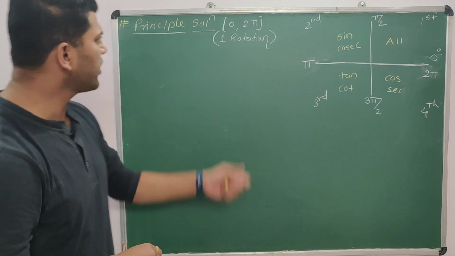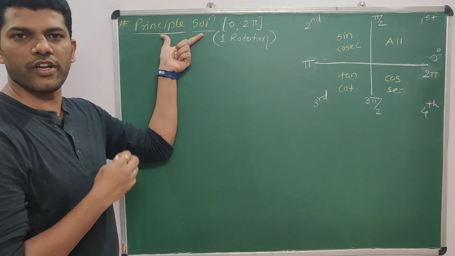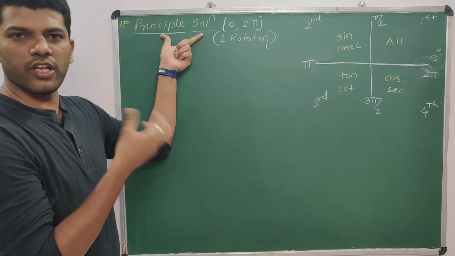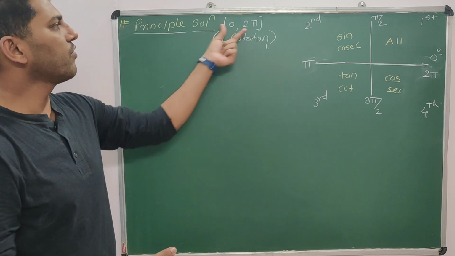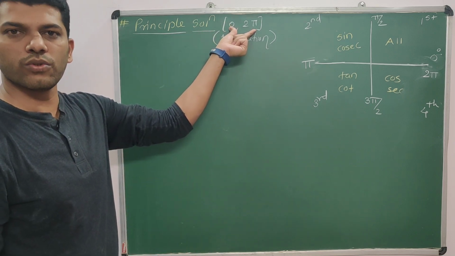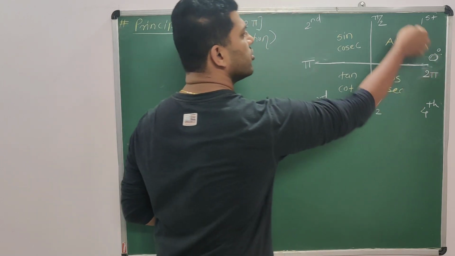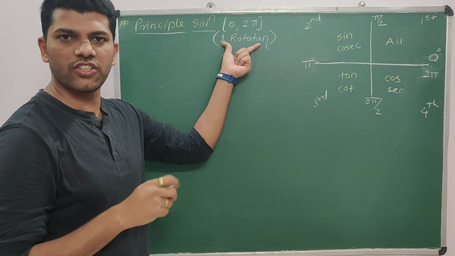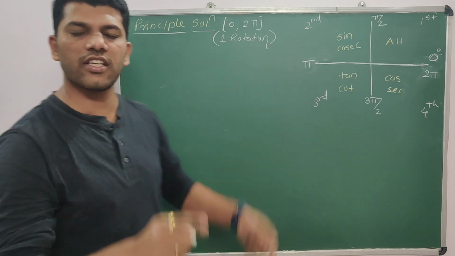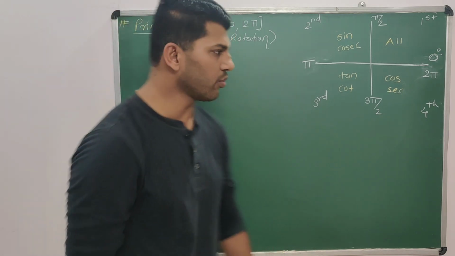So friends, let's discuss how to find principal solutions for our trigonometric ratios. Let me revise once again: what is a principal solution? A solution which lies in 0 to 2 pi. 0 to 2 pi means one complete rotation. So a solution which lies in one complete rotation is called a principal solution.